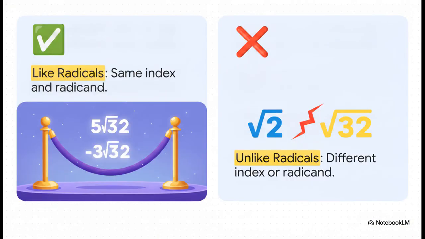Now, comparing these side by side, it's pretty easy to see this rule in action. 5 cube root of 2 and negative 3 cube root of 2. Those are like radicals because the index and radicand match perfectly. But if a term has a different index, say a square root versus a cube root, or a totally different radicand, they're unlike. They simply can't be combined. Think of it like a VIP club, right? Only matchy numbers get to hang out together.